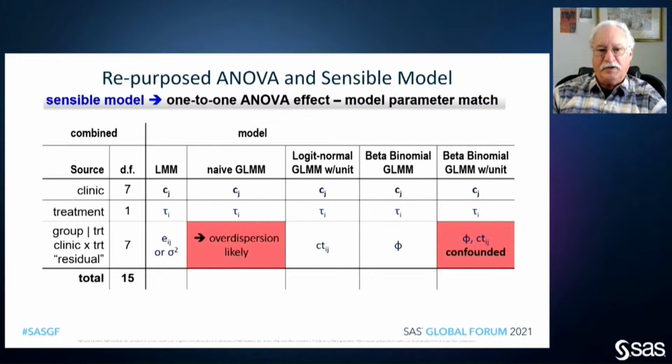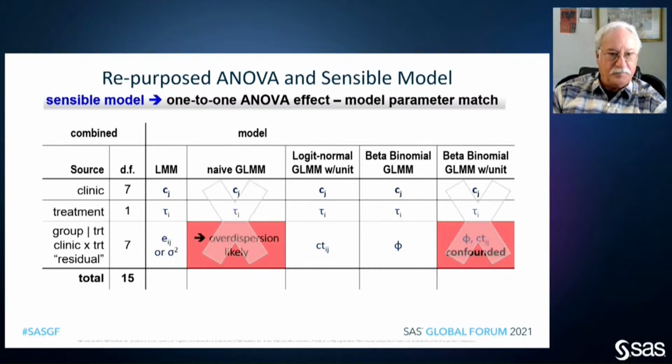If you leave the clinic treatment effect out of the linear predictor, you have a model that I call the naive GLMM. And the problem with it is that overdispersion is very likely in a model like this because you're not accounting for variability at the group level. On the other hand, if you include the clinic treatment effect in a beta binomial model, then you've got a problem because you've confounded the scale parameter and the clinic treatment effect. And so that's not a sensible model because it's overspecified. So just some things to keep in mind when you're setting up a model.